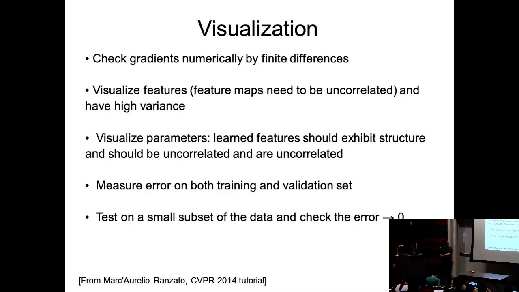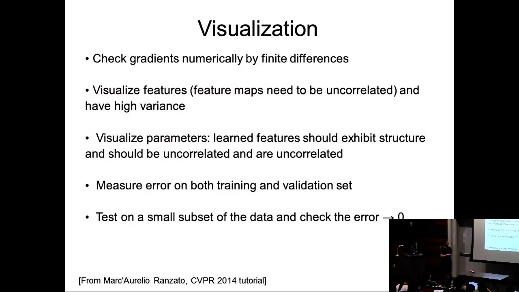So you visualize parameters. Learned features should exhibit some structure. Measure error on both the training and the validation set. That's important, so look at both errors. Test on a small subset of the data to check if the error goes to 0.